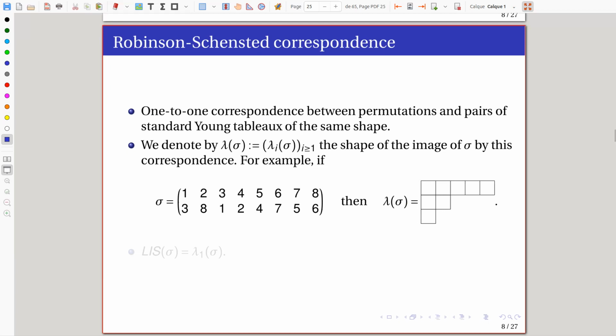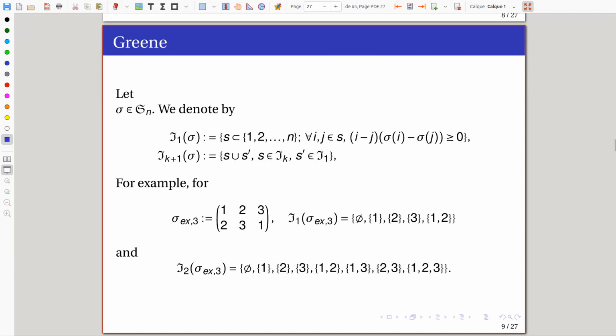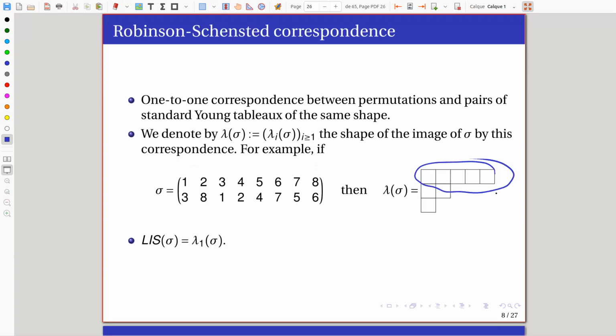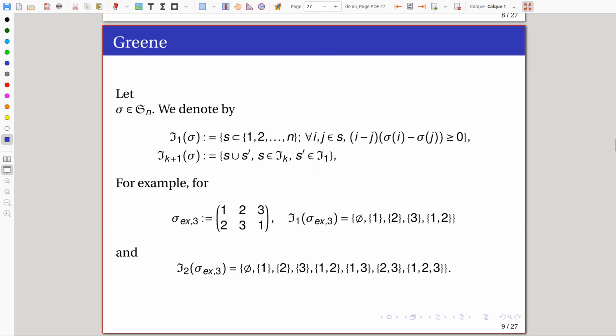And as I told you, the length of the first line is exactly the longest increasing subsequence of the permutation. So there is a way to understand the lengths of the other lines. This is a theorem by Greene that says there is some recursive way to construct them. That is the following. If you denote by I1 the set of increasing subsequences, and IK the sequences you get by concatenating k increasing subsequences.